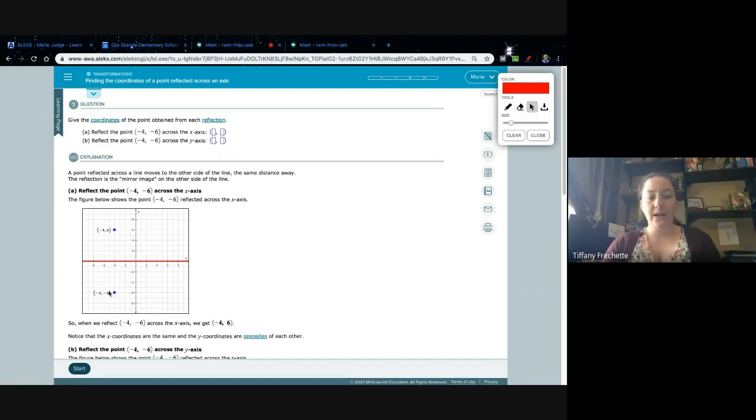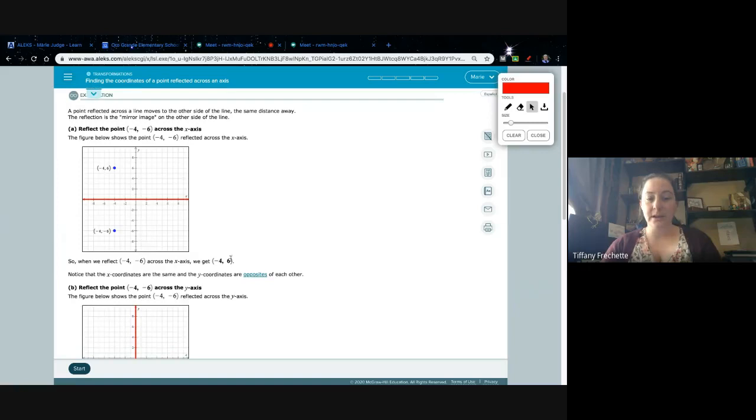So down here, it shows you we're taking -6, -4, and they reflected it across the x-axis, which they have in red here. To reflect it, we want to make sure it's the same units away from the line. So in this case, this is -6 down or below the red line. I want to go 6 above the line. And then I go ahead and I write that point in here. So this is my coordinate when I reflect it across the x-axis.